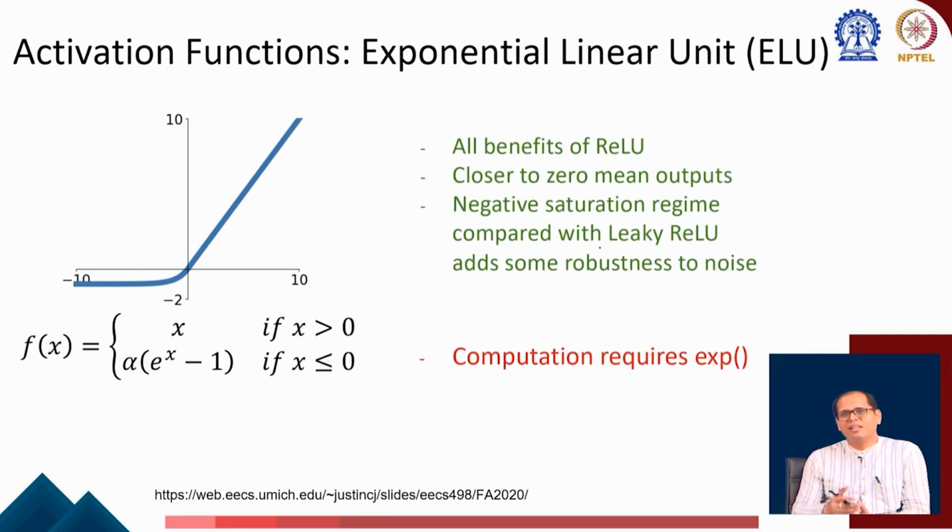Then you have the exponential linear unit, again a variant of ReLU. It combines all the benefits: for x greater than 0 it remains x, but if x is less than or equal to 0 it is alpha times e to the power x minus 1. So, you have an exponential term in the negative. If it is greater than 0 it is the same as ReLU, but in the negative it is a very small value, alpha e to the power x minus 1. The problem here is that you need to compute the exponential every time you apply this activation function. So, this is the ELU variant.